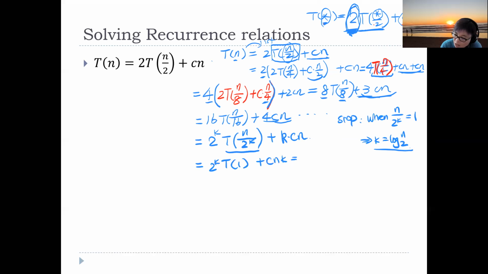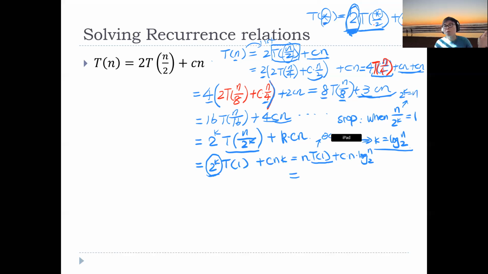Now 2 to the k, as we see, equals n. That means we have n, because if you just plug in k equals log n base 2, 2 to the power of log n base 2 is n. Okay? So now we can stop because we know what T of 1 is. We know that this is a constant, this is our termination.